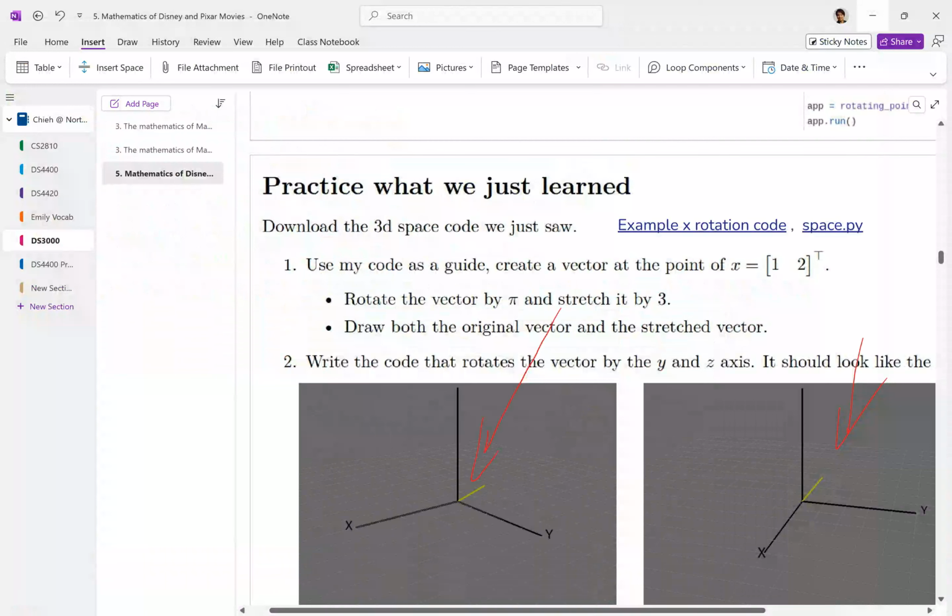Okay, so pause the video. Give it a try. See if you can change the rotation.